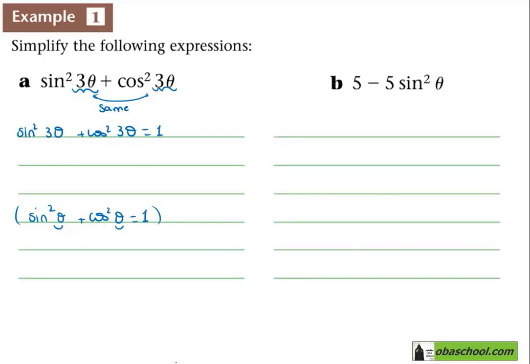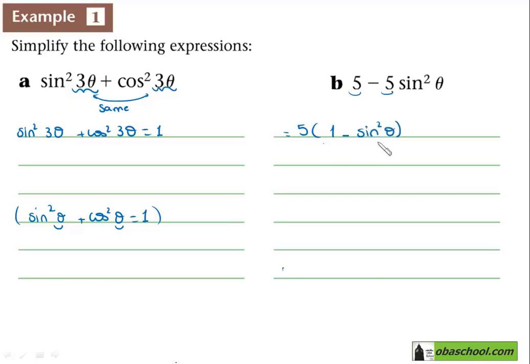Okay, now let's move to part B. We need to simplify 5 minus 5 sine squared theta. As you can see, we have 5 and 5. That means we can factorize by taking 5 as common. So 5, then we have 1 minus sine squared theta.